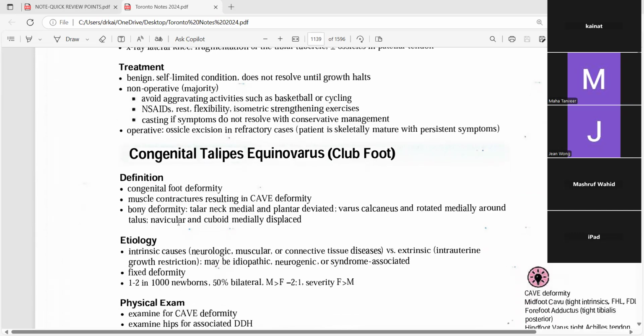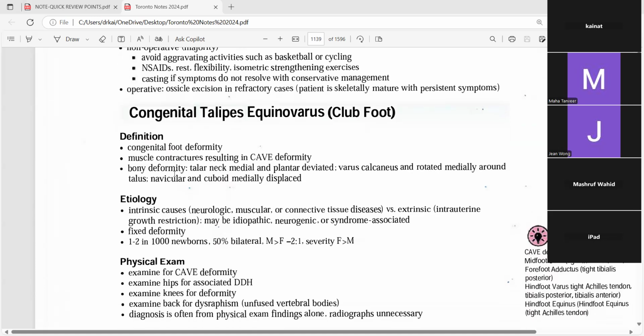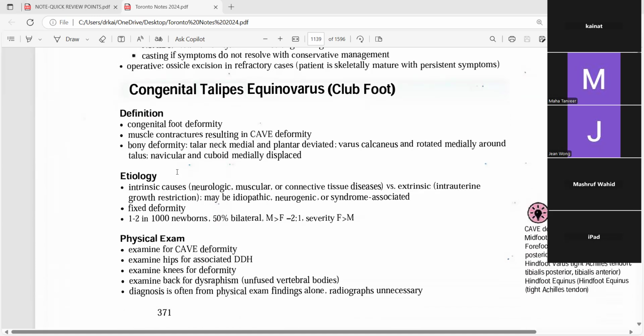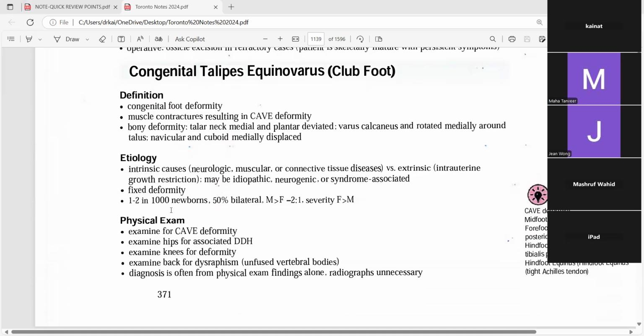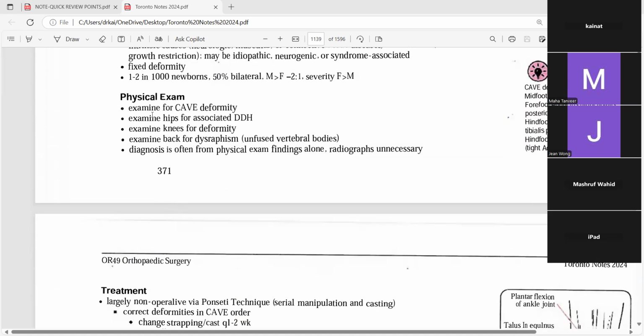So it's a congenital foot deformity, musculature. So bony deformation could be there as well. So in this case, mostly it's idiopathic, and could be neurogenic and other symptoms too. So what is the physical examination? Examination for the calf deformity. Examine hips for DDH as well.